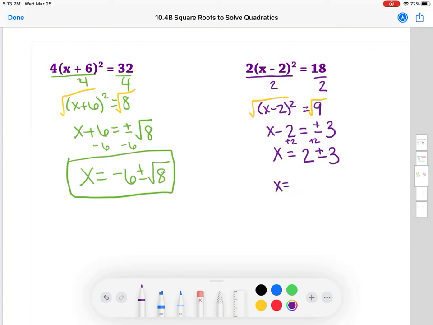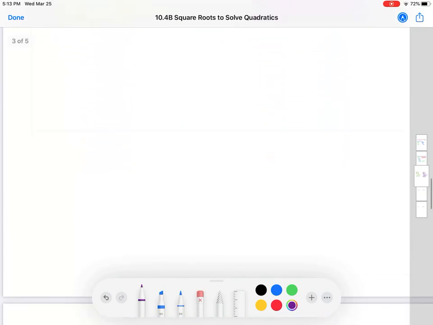Well, 3 is a nice number. We can add and subtract 3. So let's do 2 plus 3 and get our answer of 5. And 2 minus 3, and we get our answer of negative 1. So one of these is 2 plus 3, just like in our last examples, and one of them is 2 minus 3. So when they come out to be exact like that, you definitely want to simplify what you can. Those are kind of nicer, I think, because you don't have a radical to deal with.